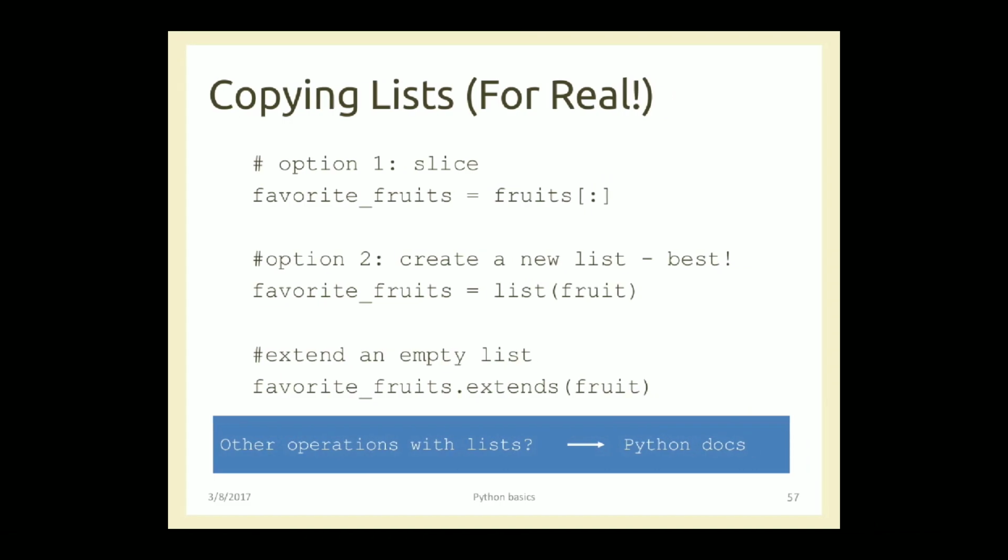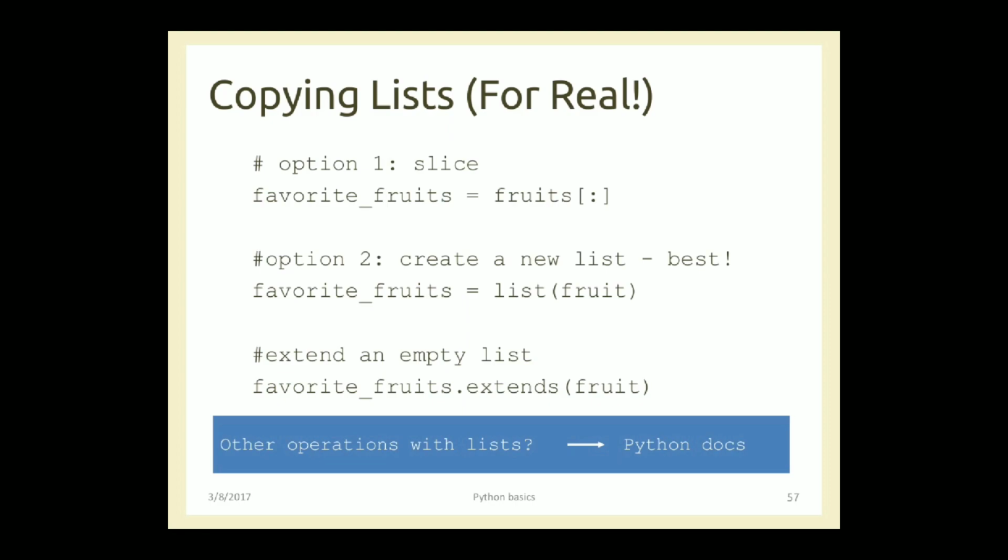Now coming to the next example, copying using slice and the list function. The first option is the slice. If you say fruits[:], the entire content of the list will be made available to the new list favorite_fruits. The second option is to create a new list using the list function. Here all the items in the given list fruits will be copied into favorite_fruits. In the brackets of list, it is not fruit, it is fruits.